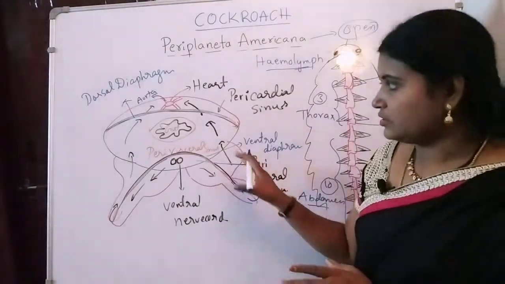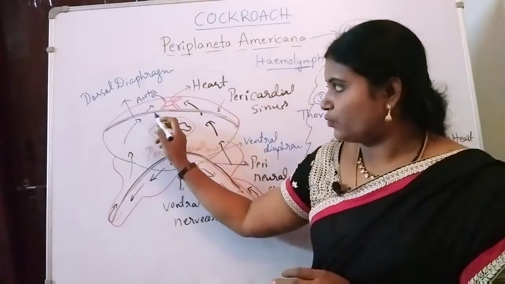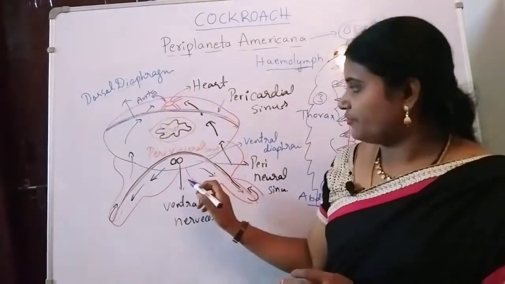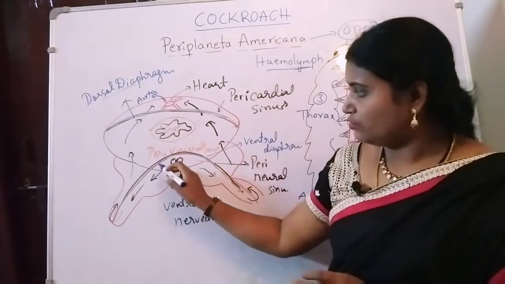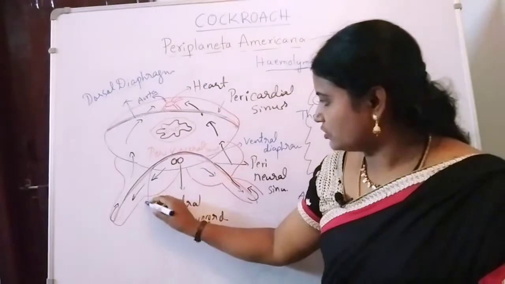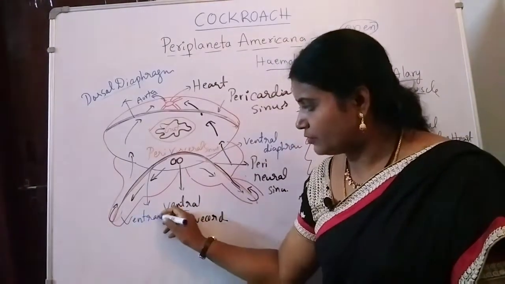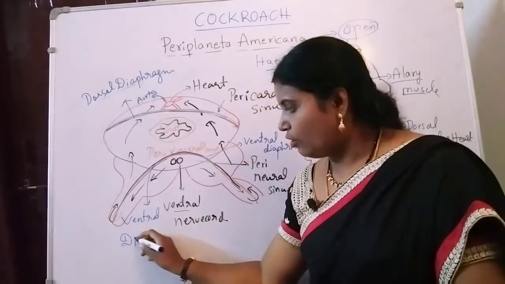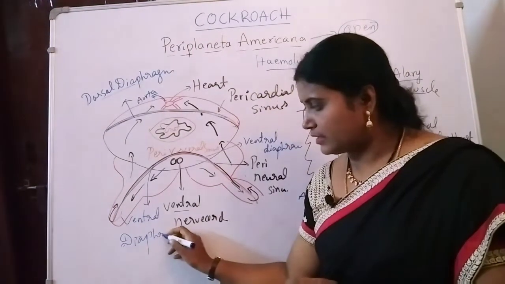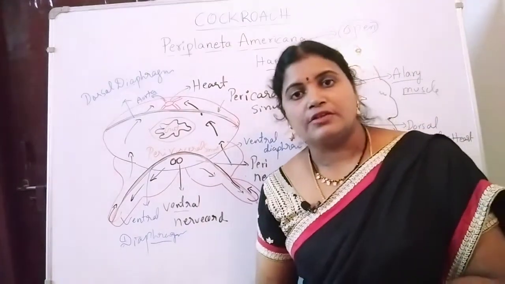Once you see the structures, here the heart is supported by the dorsal diaphragm, and down it contains the ventral diaphragm. So this portion is known as the ventral diaphragm. These diaphragm muscles are also helpful in the circulation process.